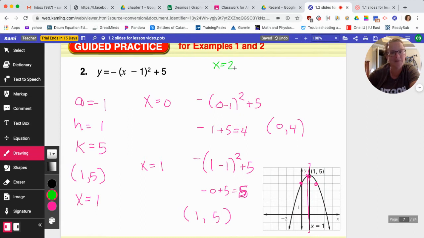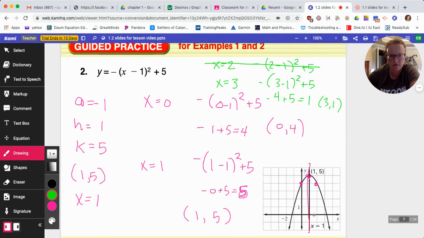Let's try x equals 2. 2 minus 1 squared plus 5. I already did x equals 2 because it reflects over x equals 0. X equals 3. 3 minus 1 squared plus 5. 2 squared is 4. So 3, 1. 1, 2, 3, 1. Woo! Reflected over. 1, 2, 1, 2. And then we can draw our unhappy parabola.